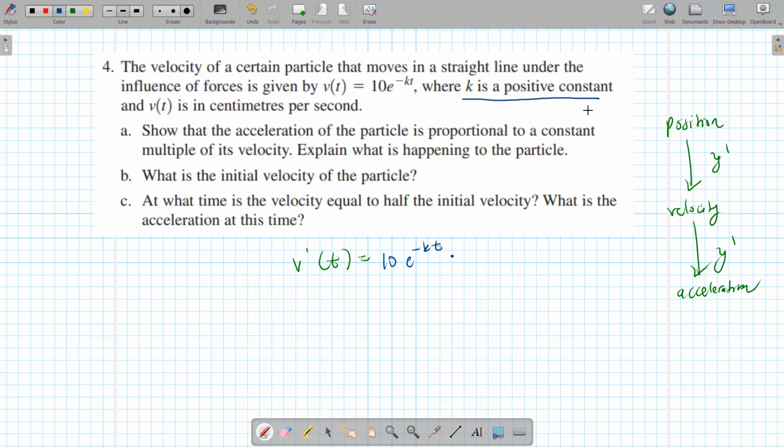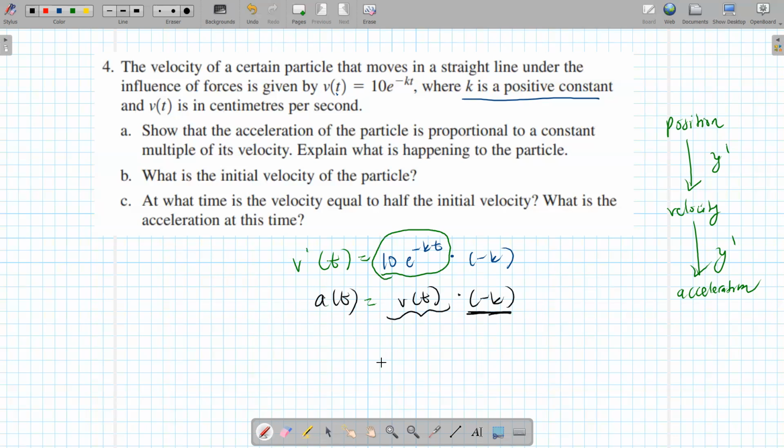Wait, negative k. Negative k is right, because t is our variable. Just look at this v of t. t is our variable, so we can just rewrite this as 10 e to the negative kt, this guy by itself is v of t, and then times negative k. So that's going to be your acceleration function. The derivative of the velocity is our acceleration function. So it's proportional to a constant multiple of its velocity. And that's true because this is a constant multiple. This is not going to change. And this is our velocity function.